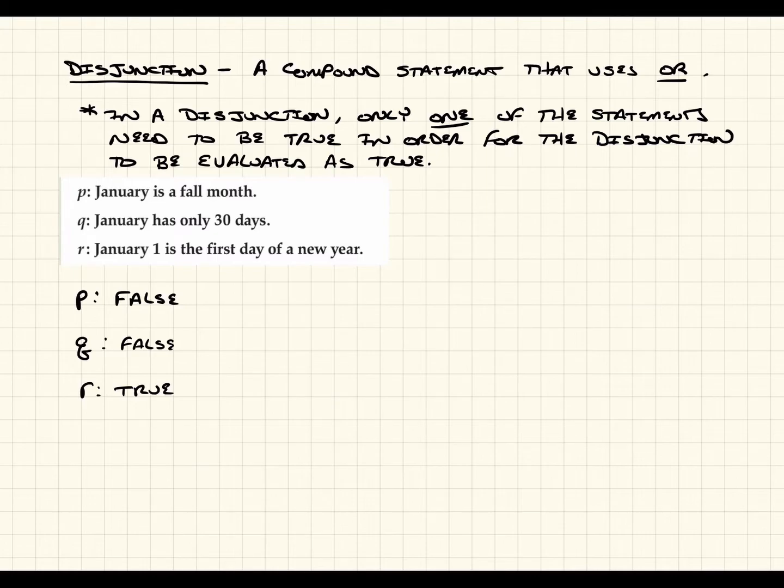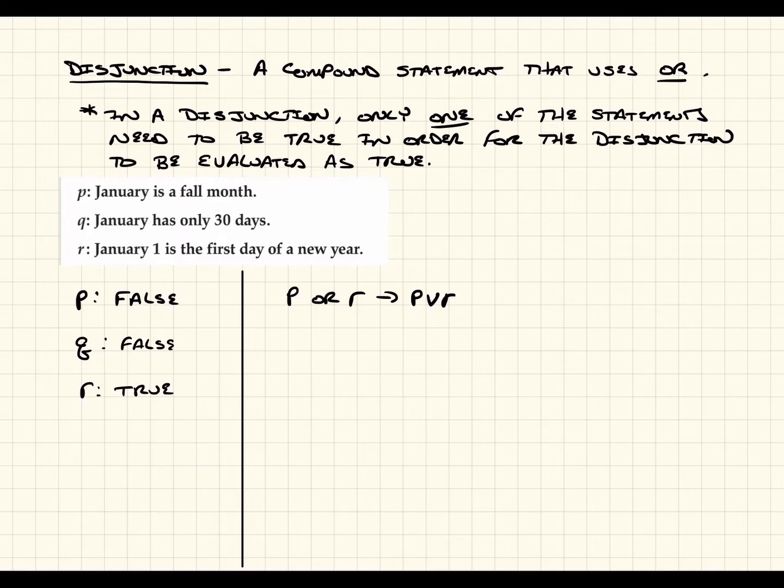Let's take a look at some disjunctions that we can build based on these statements. Let's take a look at P or R. The disjunction, January is a fall month or January 1st is the first day of a new year. When we write a disjunction, we use an upside down caret, so it looks almost like a V. So P or R is also written as P, upside down caret, R. The upside down caret is the symbol for or.